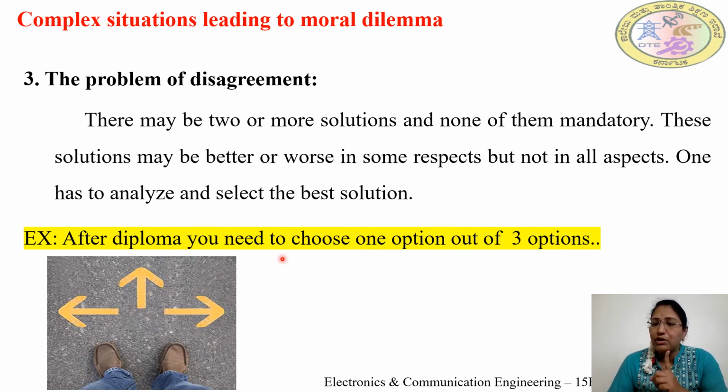Whether you decide to become an engineer, an entrepreneur, or to do a job, you should decide on any one. So this status is called a moral dilemma status, and this problem situation is called the problem of disagreement. How do we resolve this? The way to get the solution is by analyzing and selecting the best solution, analyzing properly which is the best solution for us and taking a decision. So this is the best example I can give for the problem of disagreement.